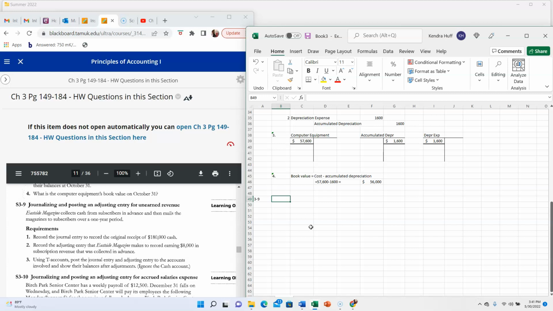All right, Eastside Magazine collects cash from subscribers in advance and then mails the magazines to subscribers over a 1-year period. Record the journal entry to record the original receipt of $180,000 in cash. Okay, so they got the cash up front. So they're getting cash. So you're going to have a debit to cash of $180,000. I have to have a credit of $180,000 to something. I haven't earned it yet, so it's unearned revenue or unearned subscription revenue, whichever one you want to call it.